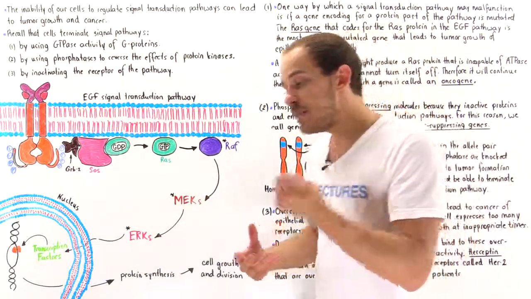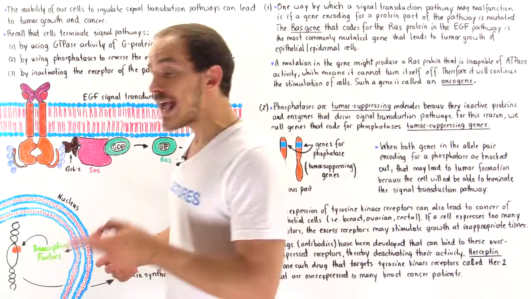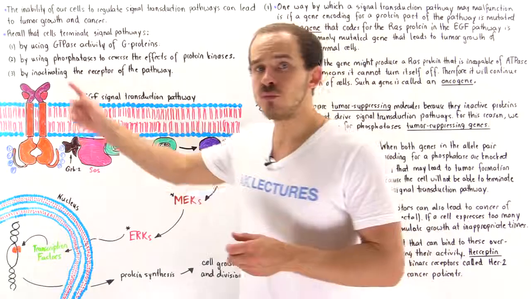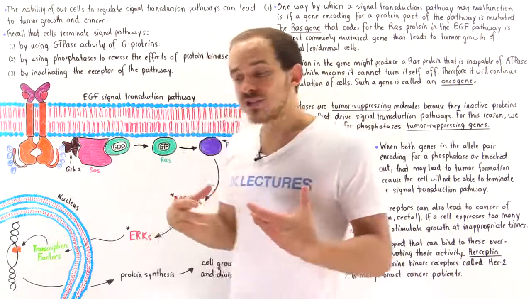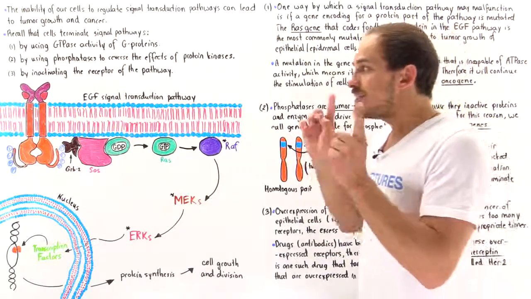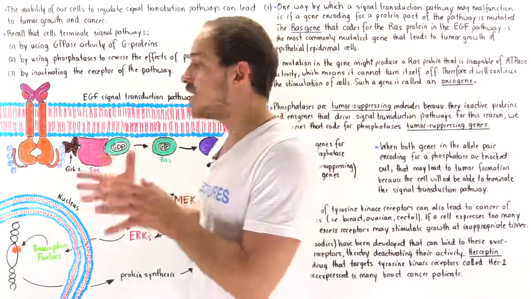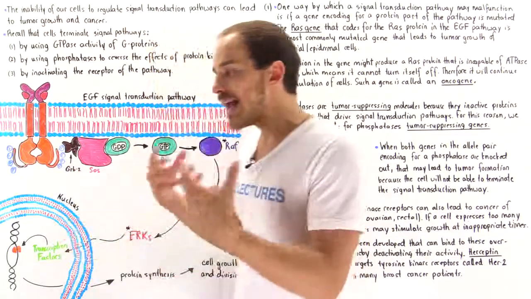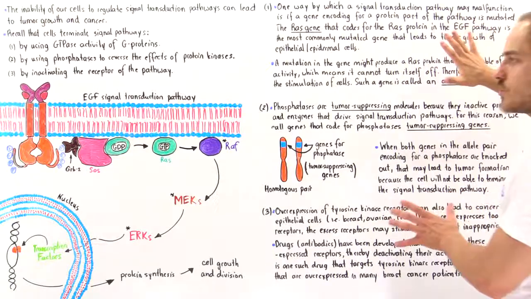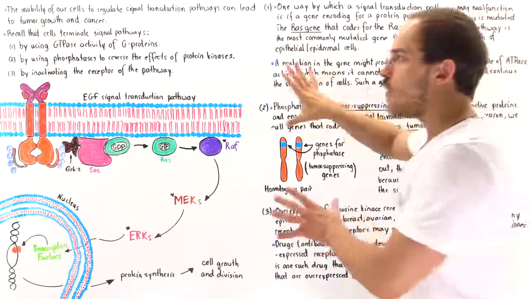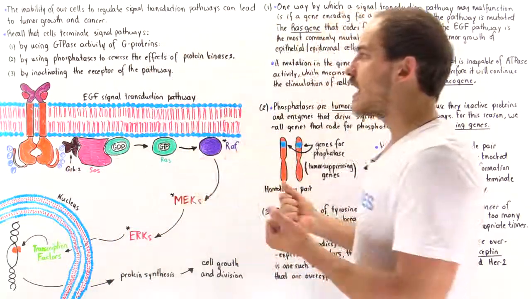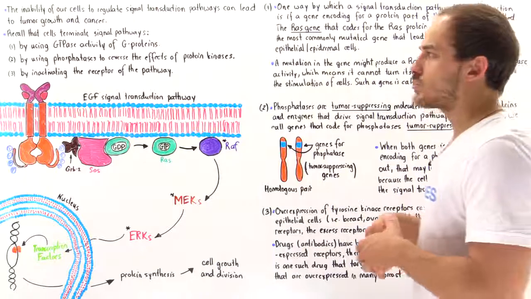In fact, the inability of our cells to regulate and terminate these signal transduction pathways can lead to tumor growth and eventually cancer. And so in this lecture, what I'd like to focus on is how different types of abnormalities in a signal transduction pathway can lead to cancer. Before we begin our discussion on the abnormality part, let's focus on how the normal process takes place and how normally our cells terminate these signal transduction pathways.